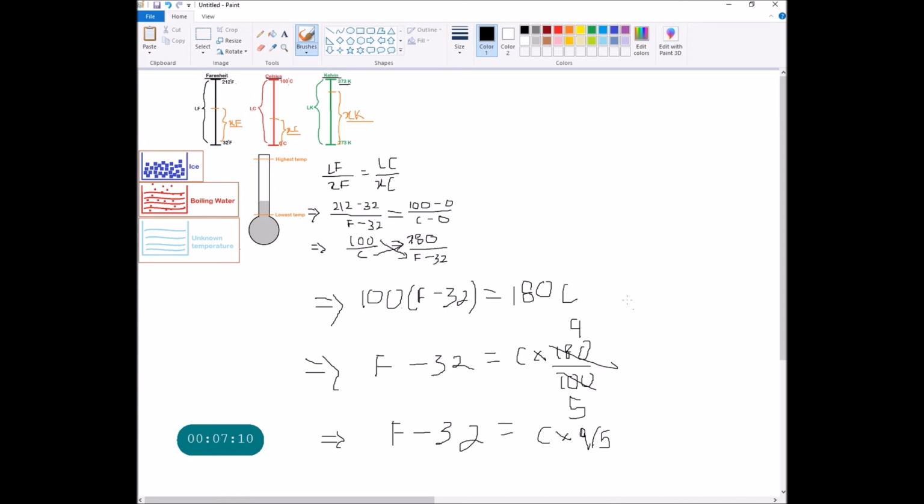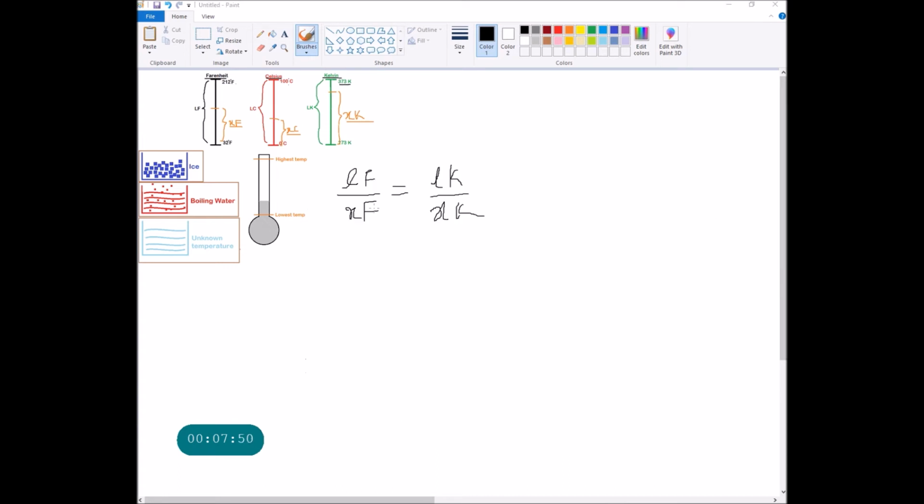So in the next step, when we take this minus 32 to the other side, it becomes plus 32. So F is C into 9 by 5 plus 32. Hence we have proved that Fahrenheit is really equal to C into 9 by 5 plus 32.